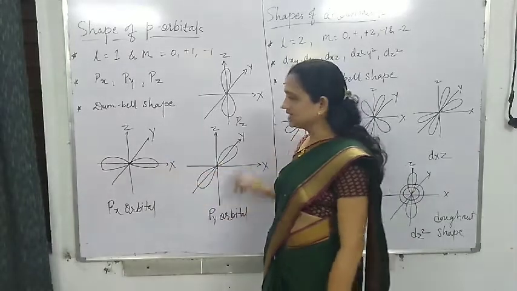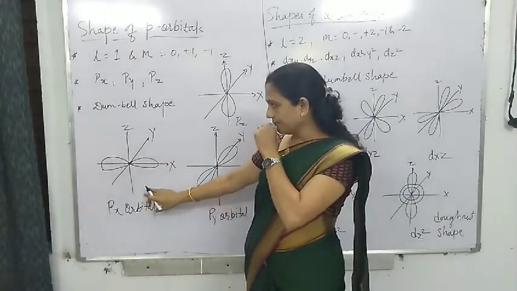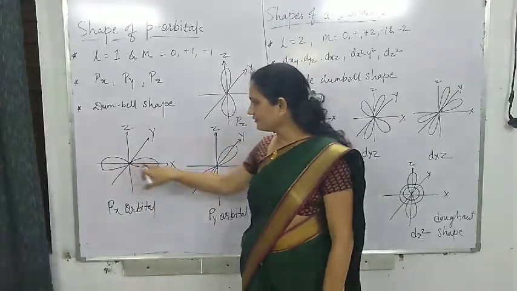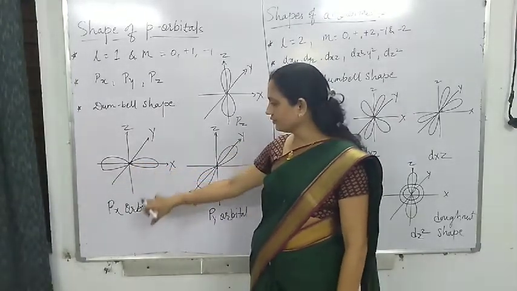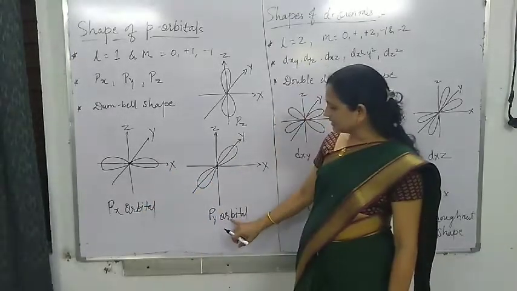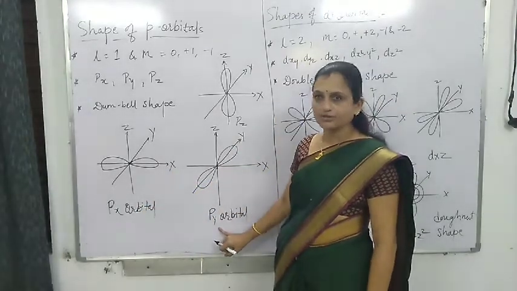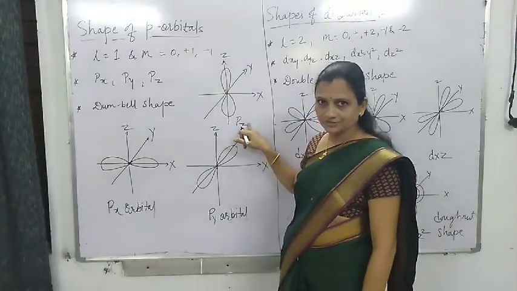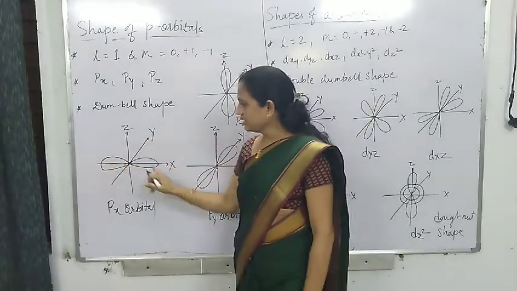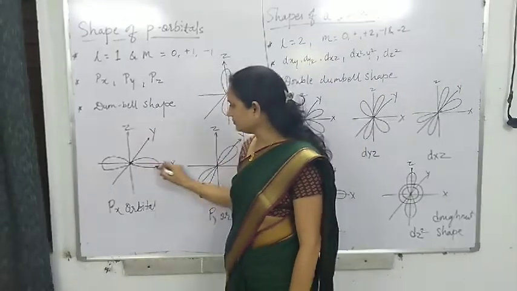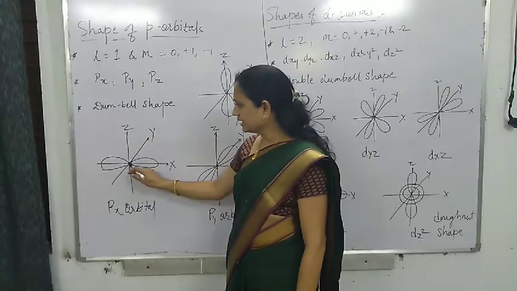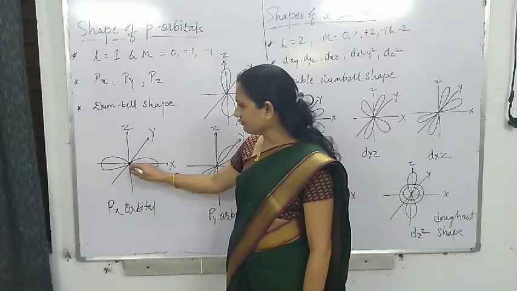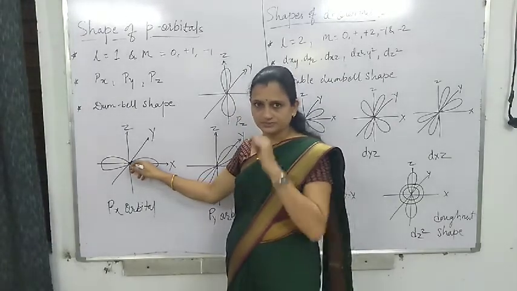Because of the three different orientations, the dumbbell shape lies on the x-axis for the px orbital, on the y-axis for the py orbital, and on the z-axis for the pz orbital. This is the dumbbell shape. Here the probability of finding an electron is maximum, and here the probability of finding an electron is 0.